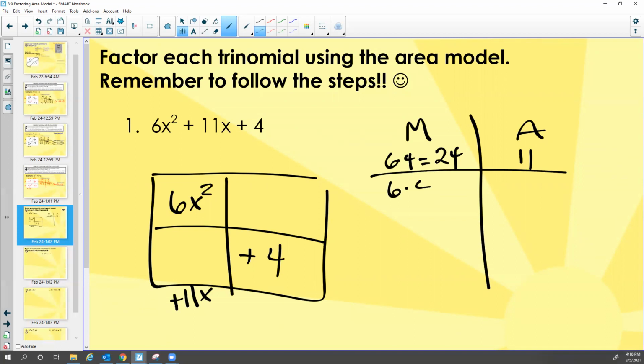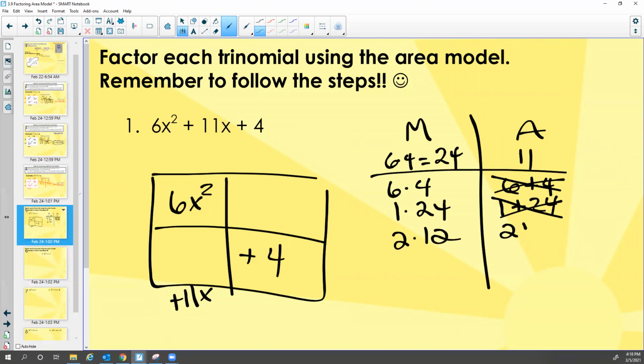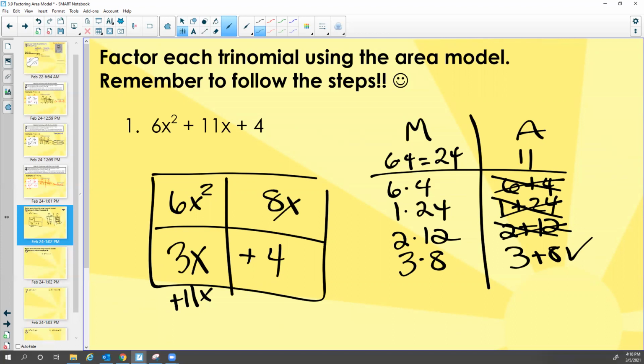Well, 6 times 4 does equal 24. 6 plus 4 is not equal to 11. So some other factors of 24. 1 times 24. That adds up to give me 25. Not what I want. 2 times 12. But 2 plus 12 gives me 14. Still not what I want. 3 times 8. 3 plus 8 does equal 11. So 3x and 8x are what goes into my diagonal.